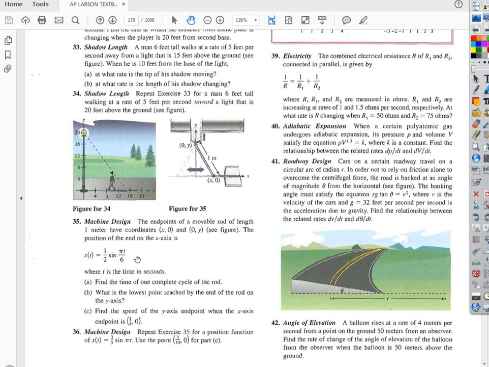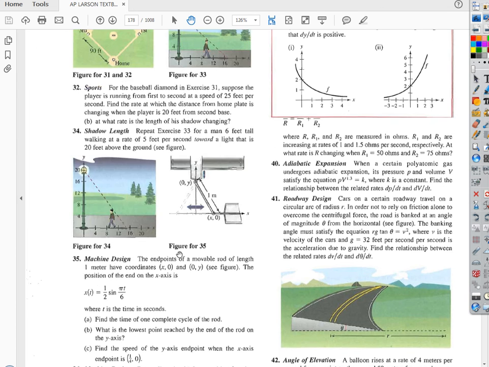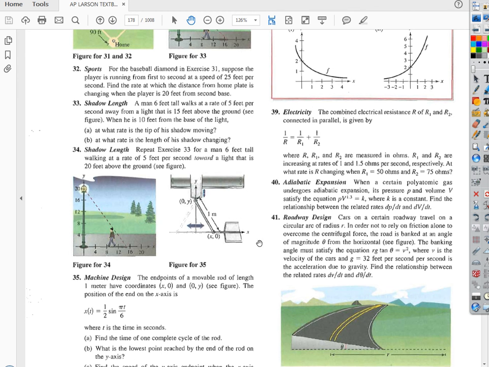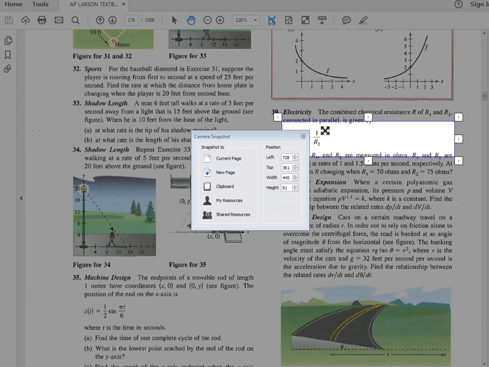We have to know the one that's like 39, the electricity one. Let's do that one. You're giving them ideas. Yeah, I like that one. That's a good one, because it looks different.